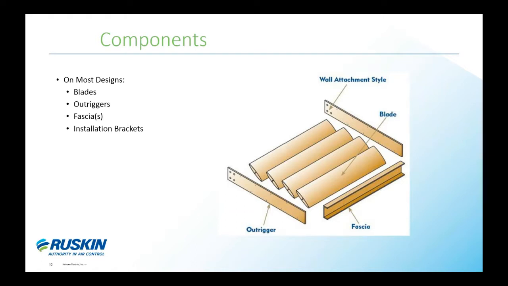Although sunshades are very custom in nature, there are main components that are on most every design. These are your blades, outriggers, fascias, and installation brackets, the four of them. As you will see in a few minutes, we live a battle of standardization of the product versus a seemingly limitless supply of different combinations. We'll go into that in more detail as we go through the process.